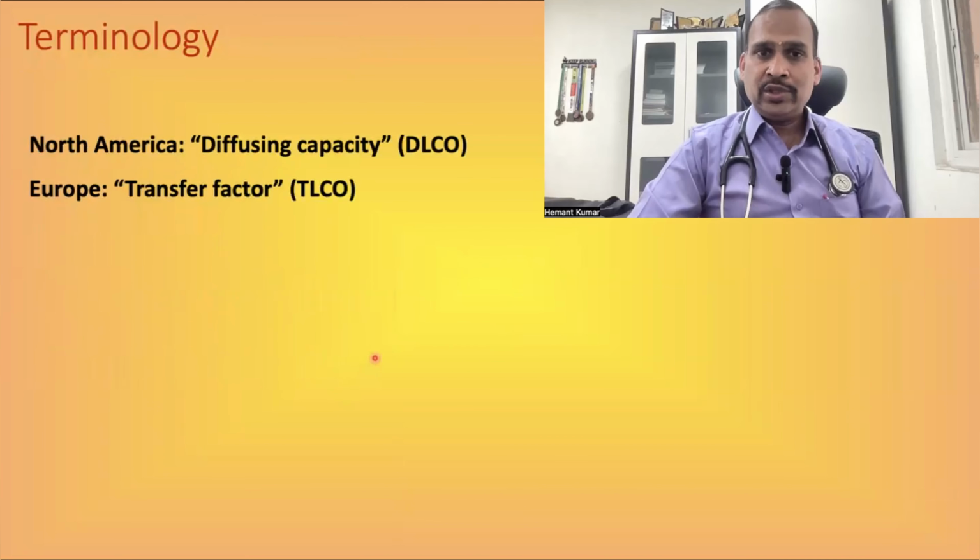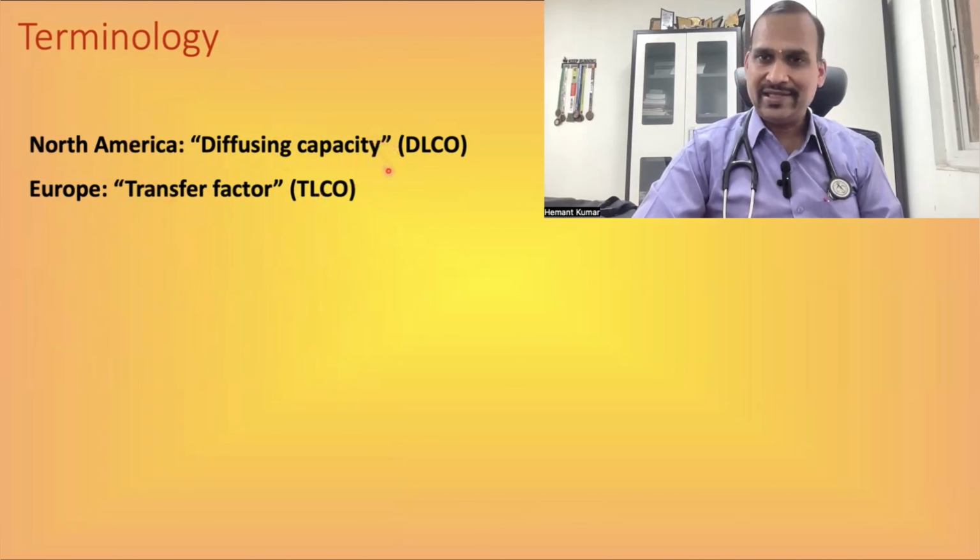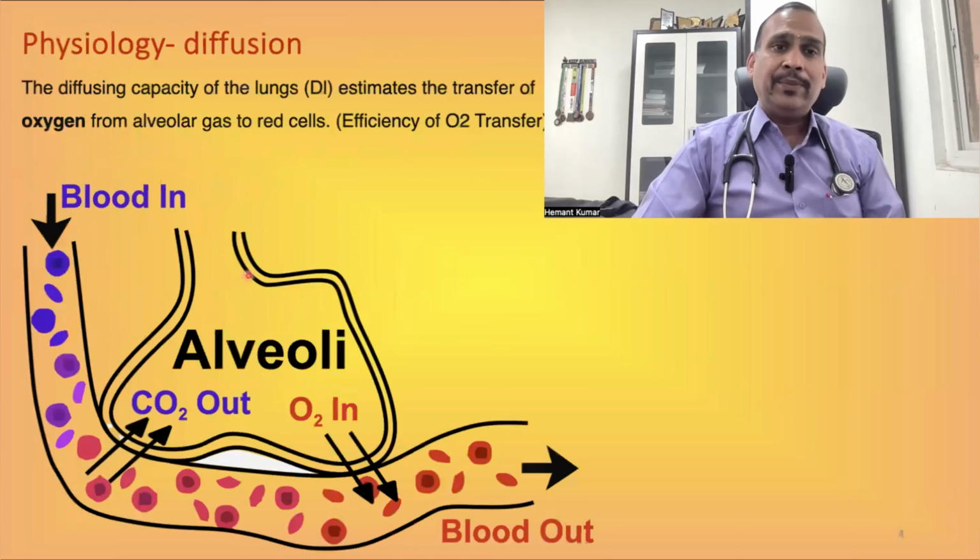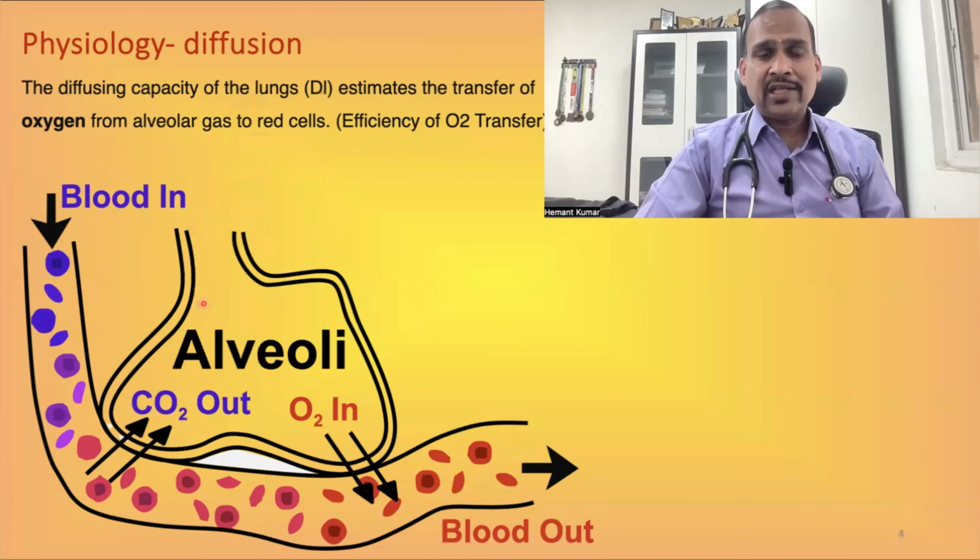So regarding terminology, there are two terms: diffusing capacity, otherwise called DLCO, and transfer factor, TLCO. These both are the same. In European countries, it is called TLCO. In American countries, it is called DLCO. But the right term is transfer factor. I'll tell you why. Because in diffusion, we are looking at the rate of transfer of oxygen from alveoli to blood.